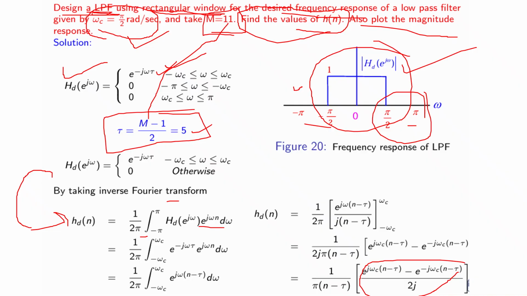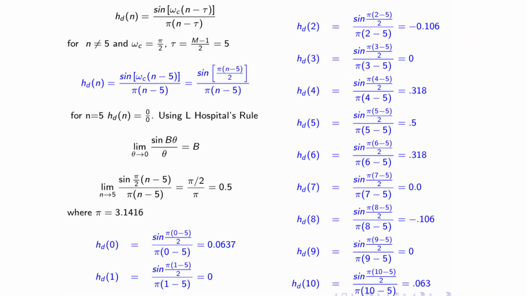This is nothing but e to the power jx minus e to the power minus jx divided by 2j, so this will be something like sine theta. So your filter h_d[n] is sine x divided by x. So this again looks like the sinc function. Of course, it was very well known because our LPF is nothing but a rectangular function.